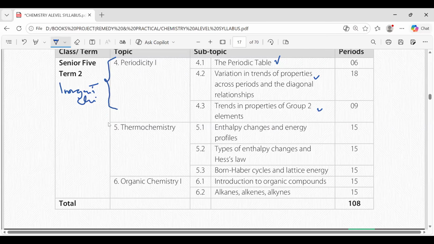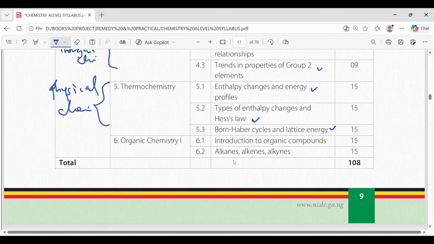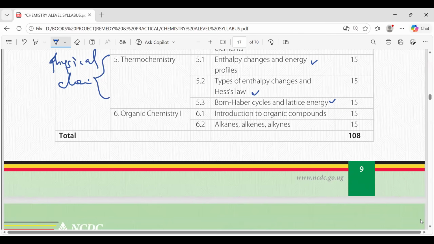When you come to thermochemistry, this one is under which branch? Who has a microphone? Yes, teacher. Which branch do you find thermochemistry? It is in physical chemistry. We can see what is under thermochemistry: enthalpy changes, types of enthalpies, and then the Born-Haber cycles and the lattice. On the channel, the link I've given, all these have been covered there. Thermochemistry is there, the Born-Haber cycles are there. So if you have time, go on that channel and you can follow.